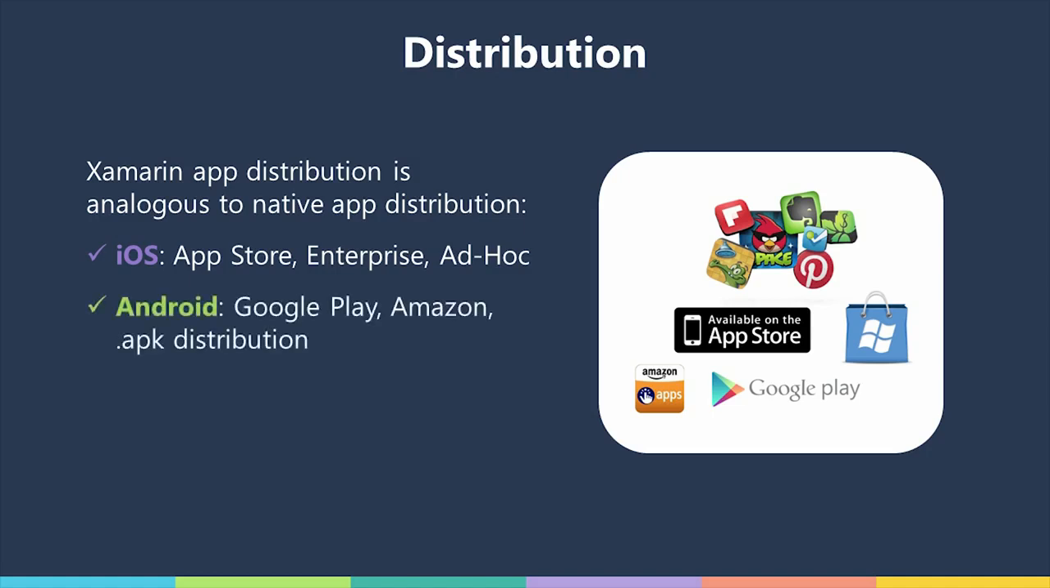Android is the most flexible system. To distribute your app, you need to generate an APK and sign it using Keystore. The file can be released in Google Play or Amazon, or you can distribute it in any way you want. The Windows platform uses the Windows Store, formerly known as the Windows Marketplace. Distribution is the same as with native apps.